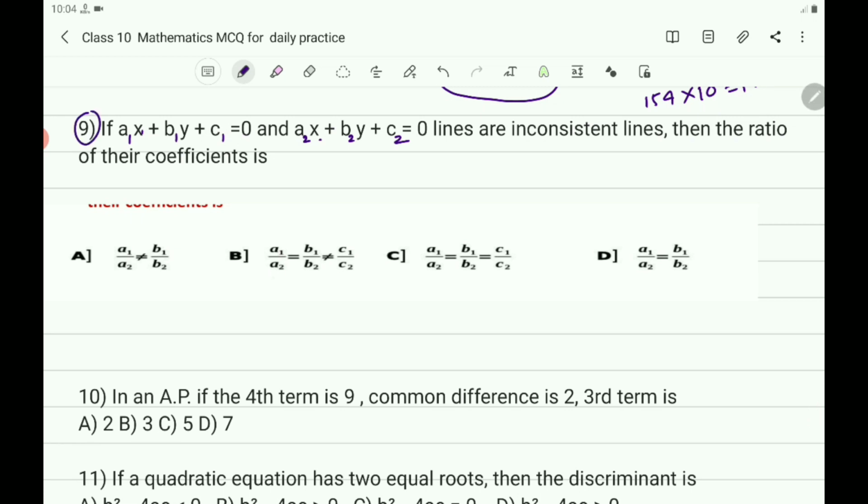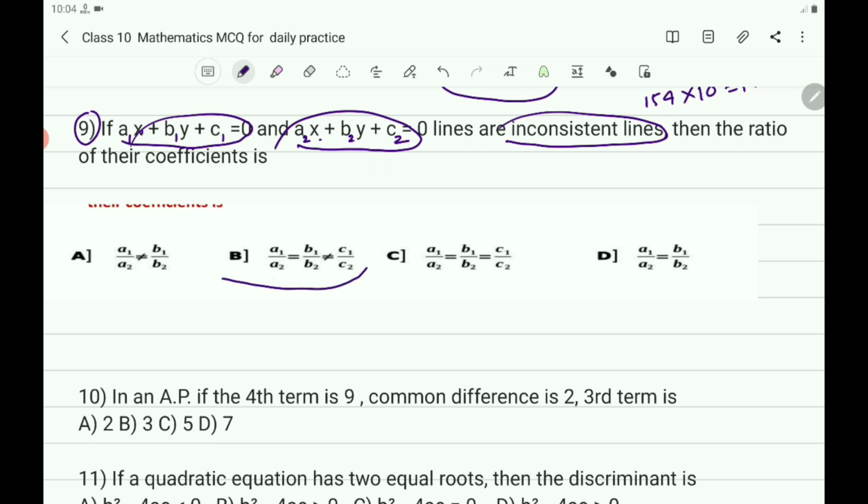Next you take the ninth question. If a1x plus b1y plus c1 equals 0 and a2x plus b2y plus c2 equals 0 are inconsistent lines, then the ratio of their coefficients is. They are inconsistent lines. Inconsistent means they do not have a solution. If they are inconsistent lines, that means they do not have a solution, the ratio is a1 by a2 equals b1 by b2 is not equal to c1 by c2.